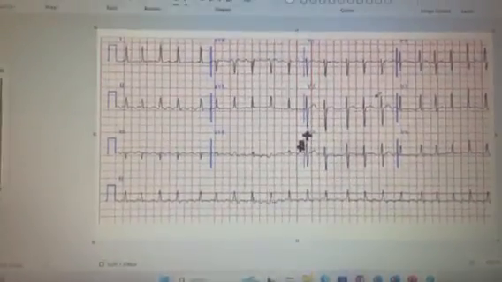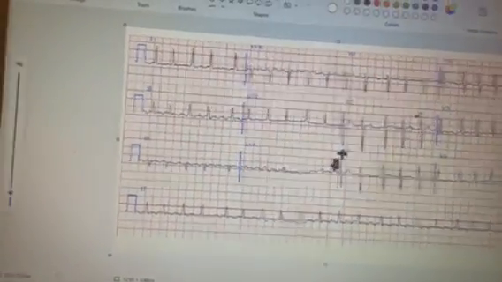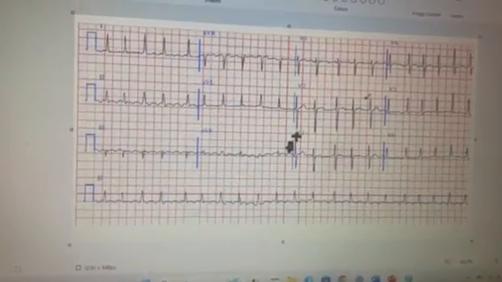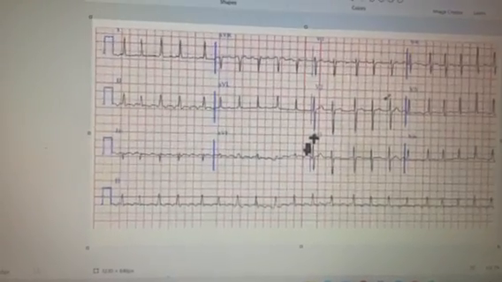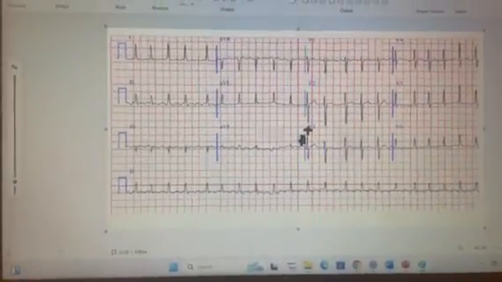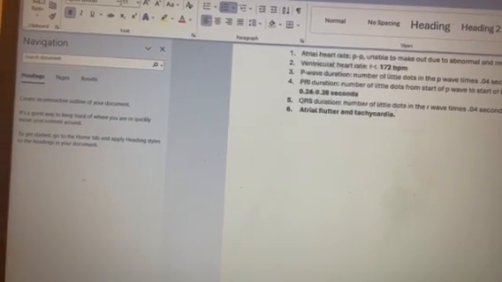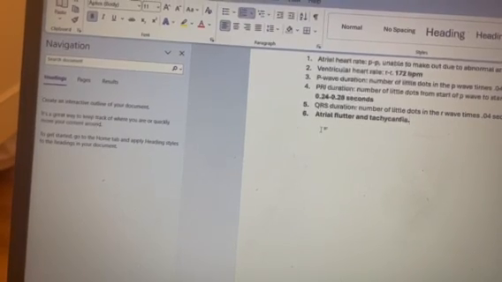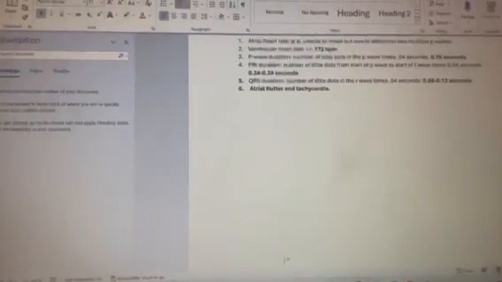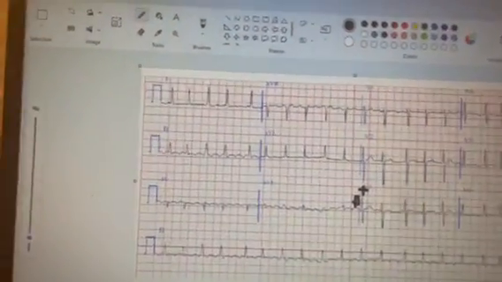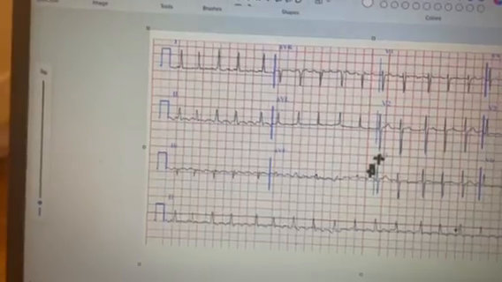Okay guys, today we are going to be doing a little bit of electrocardiogram reading. We are doing case 35. Things we want to cover today are atrial heart rate, ventricular heart rate, P wave duration, PRI duration, QRS duration, and then our interpretation of the graph: whether it's normal or abnormal, and if it is abnormal, what the issue is.